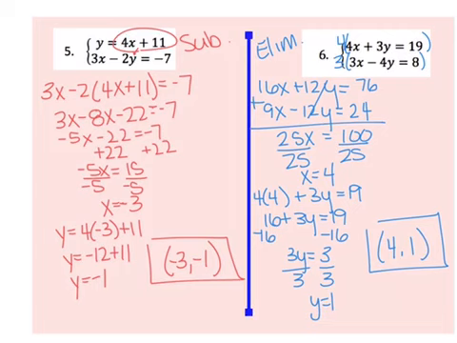So here's the two answers I came up with. For number 5, I got -3, -1. And then for number 6, I got 4, 1. So if you got anything different, please check your work with what I have here. See if you can find your mistake. If not, come chat with me and see if we can work through it together.